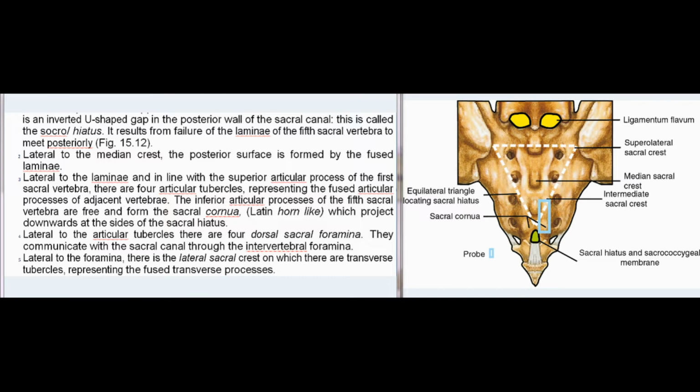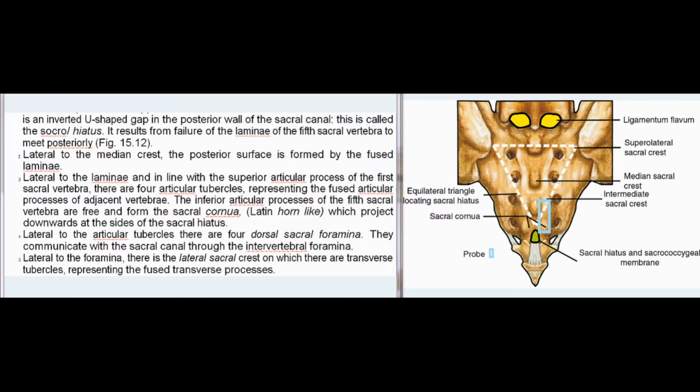2. Lateral to the median crest, the posterior surface is formed by the fused laminae. 3. Lateral to the laminae and in line with the superior articular process of the first sacral vertebra, there are 4 articular tubercles, representing the fused articular processes of adjacent vertebrae. The inferior articular processes of the 5th sacral vertebra are free and form the sacral cornua, Latin for horn-like, which project downwards at the sides of the sacral hiatus.